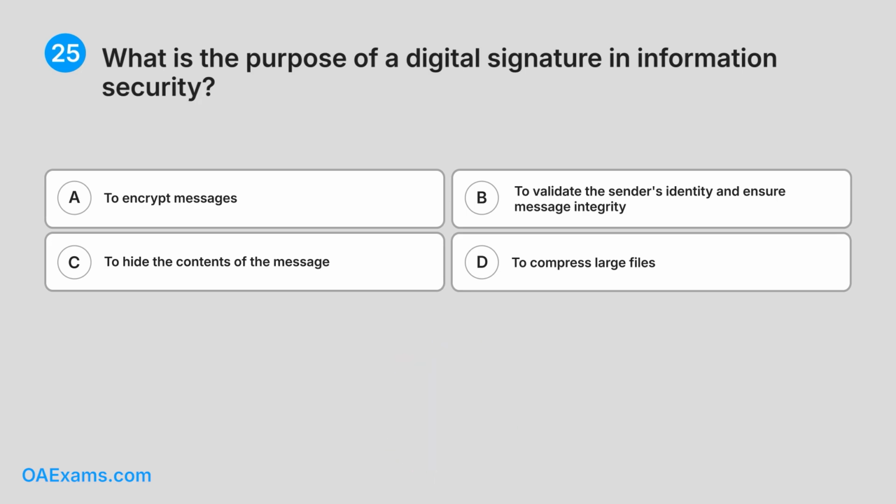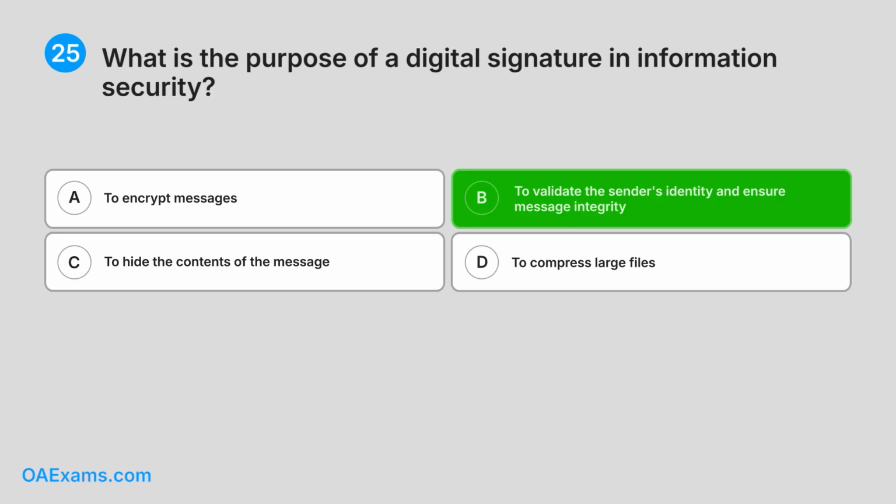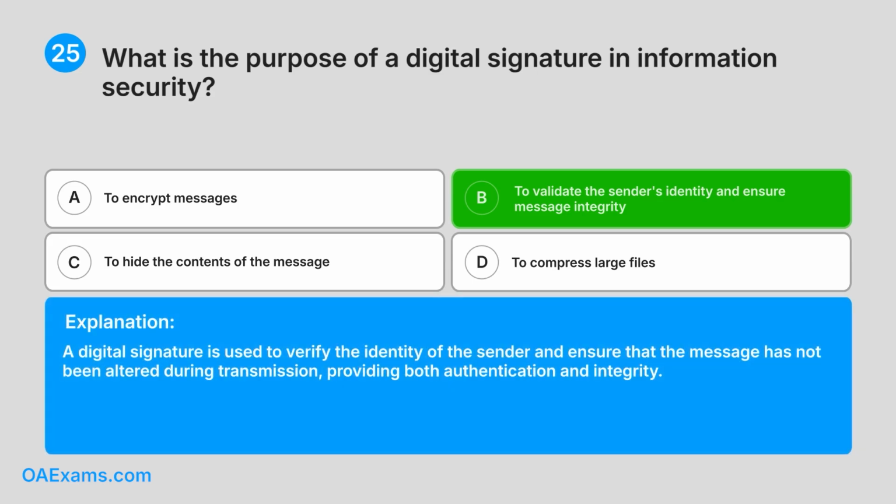Correct answer. B. To validate the sender's identity and ensure message integrity. Explanation. A digital signature is used to verify the identity of the sender and ensure that the message has not been altered during transmission, providing both authentication and integrity.